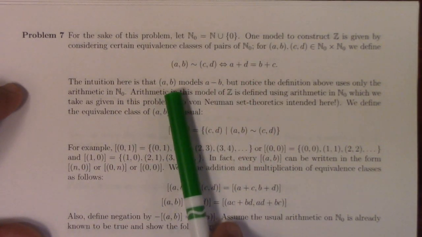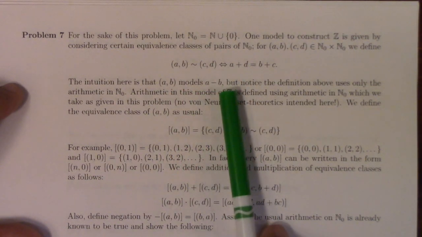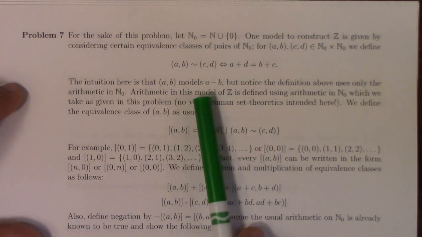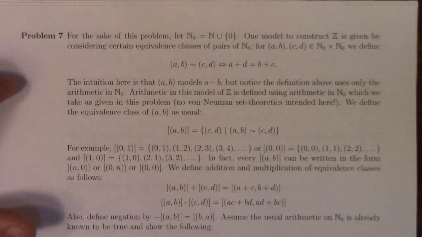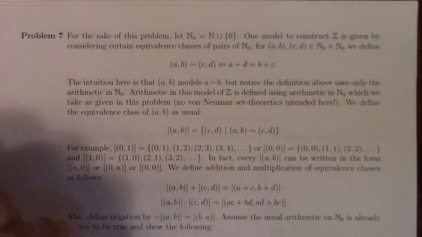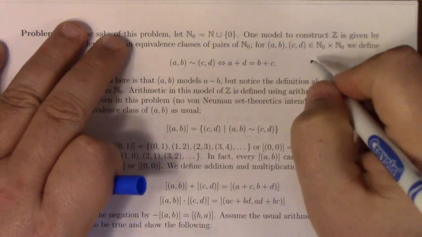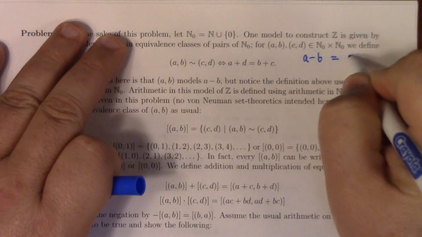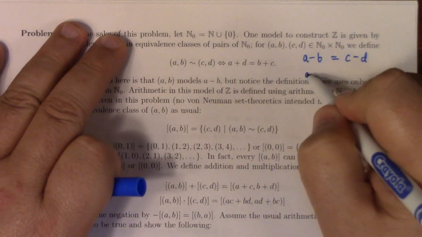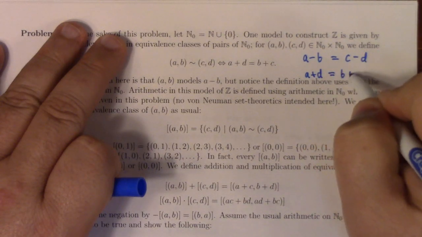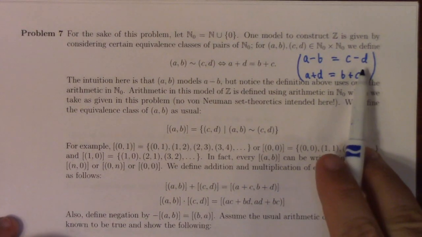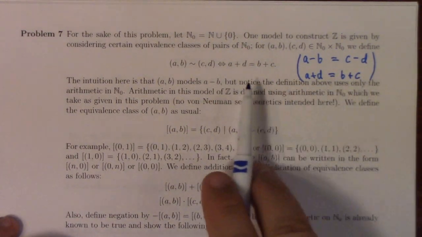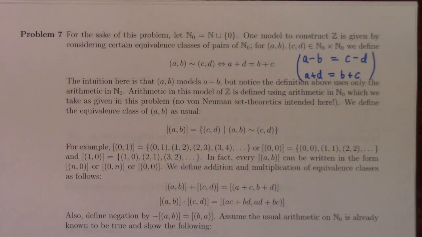So the pair a comma b is a model of a minus b, and so if a minus b is equal to c minus d, that would be the case when, just write down here for a second. So check that out, right? If a minus b is equal to c minus d, you'd need a plus d to be equal to b plus c. So the game that's being played here is how do you get at subtraction by just using addition. Well, this is how you do it. And this is a pretty sneaky construction here.